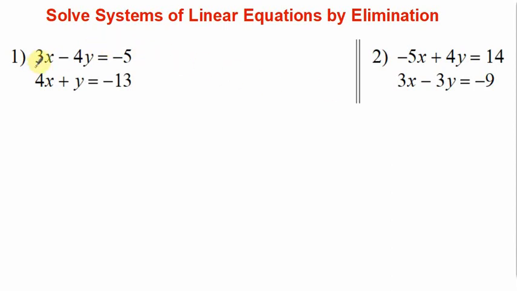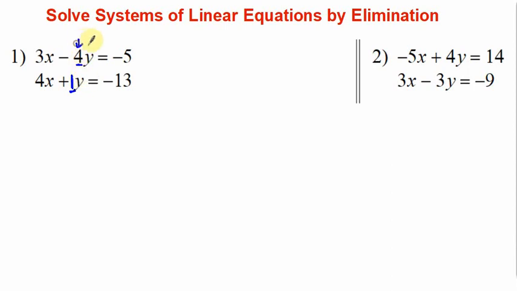Well, let's look at number one first of all. We want to eliminate one of the variables. It doesn't matter which one, but I'm going to pick y in this case. And the reason I'm going to pick y is whenever I see a 1y or a 1x, in this case the 1 is in front of the y, it's easier to eliminate the variable that has 1. How will we eliminate? We basically need the numbers in front of the y to be the same. Either the same or one of them can be positive, one can be negative.